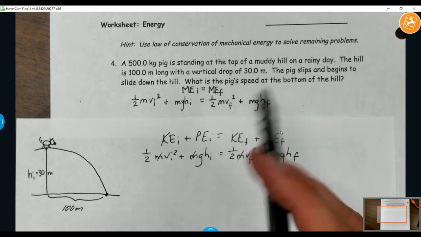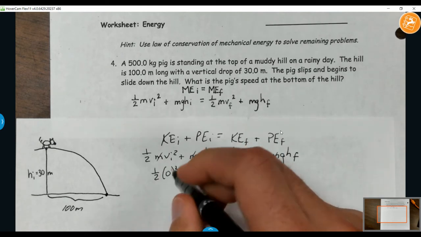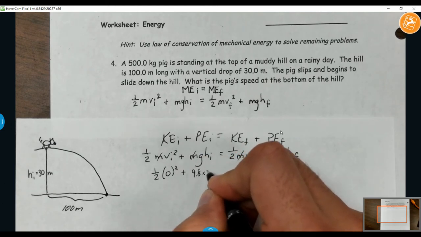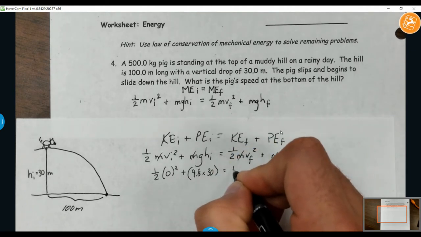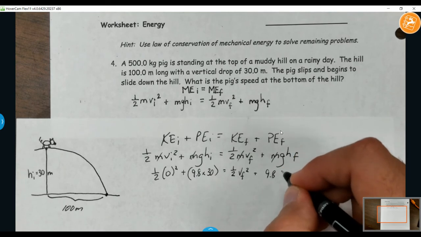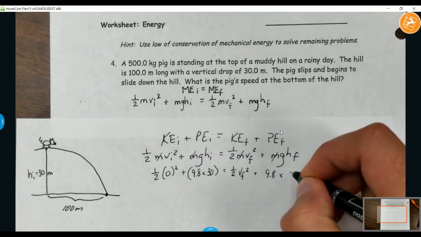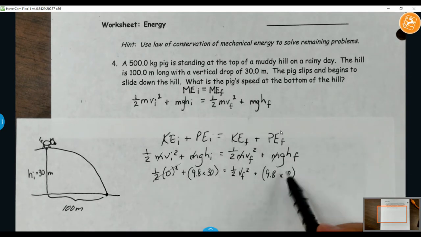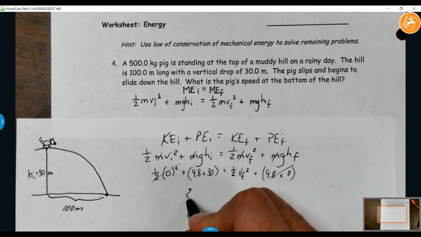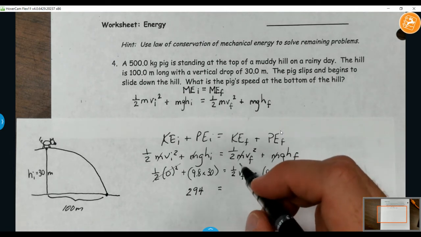If the pig is standing still, initially it would be 1/2 of 0 meters per second squared, which is zero, plus gravity, 9.8, times 30 meters. That's going to equal 1/2 VF squared plus 9.8 times the height. Since he's at the bottom of the hill, the height is equal to zero, so that term cancels out. So 9.8 times 30 is going to equal 1/2 VF squared, so you have 294 equals 1/2 VF squared.